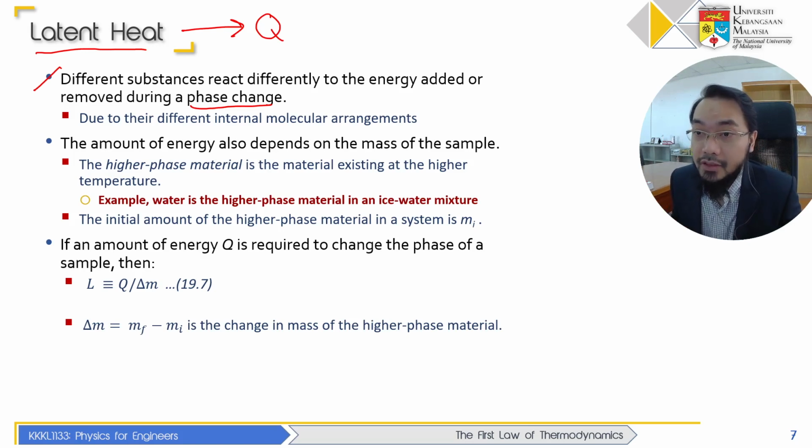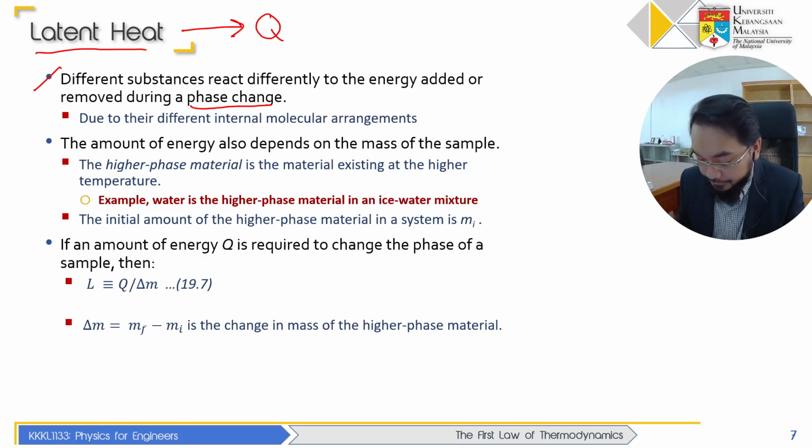The higher phase material is the material existing at the higher temperature. For example, in a mixture of water and ice, water is the higher phase material. The initial amount of higher phase material in a system is Mi. If an amount of energy, heat transferred Q, is required to change the phase of a sample, then L, the specific latent heat, is equivalent to Q over delta M, where delta M is the final mass minus the initial mass.